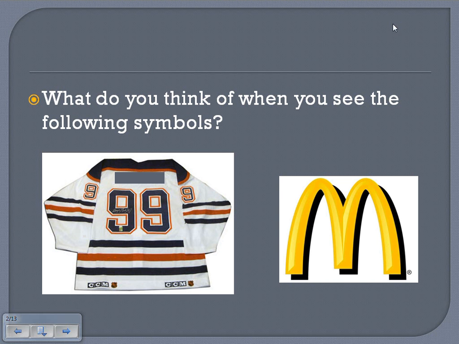So before we get started, this isn't in your notes, but what do you think of when you see the following symbols? A lot of people think for the first picture, they think hockey, they think Wayne Gretzky, scoring lots of goals, setting records, things like that. For the second, people will think fries or Big Mac, McDonald's. So we use the same thing in chemistry. We have certain symbols that represent certain things, and depending on the combination of those symbols and numbers, it will mean something very specific.